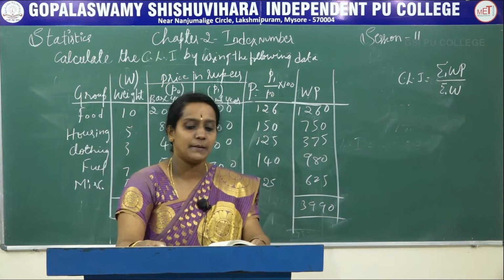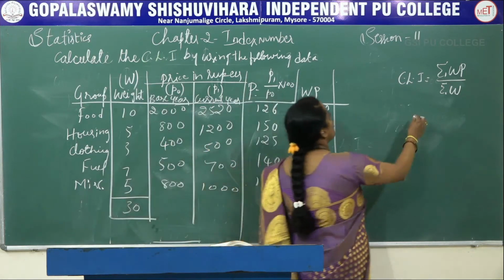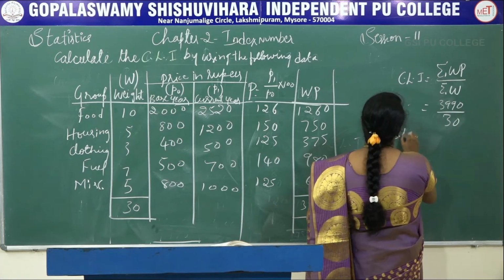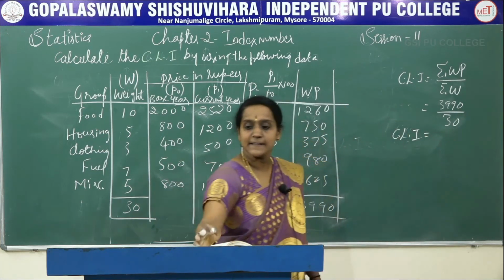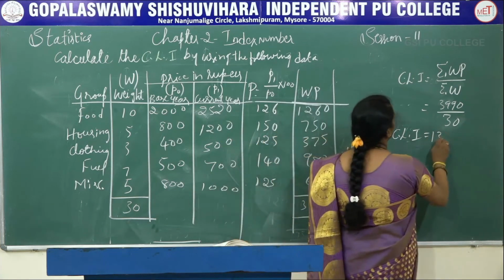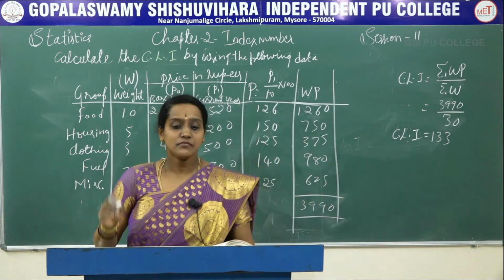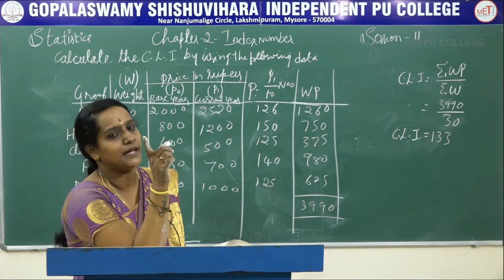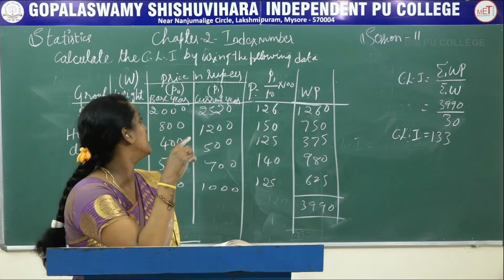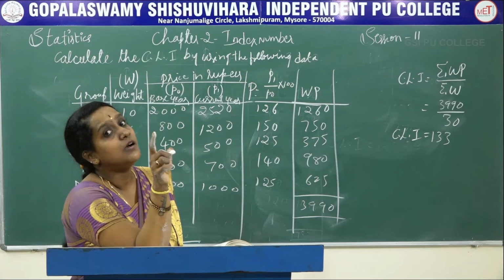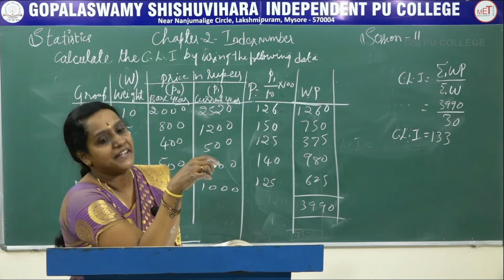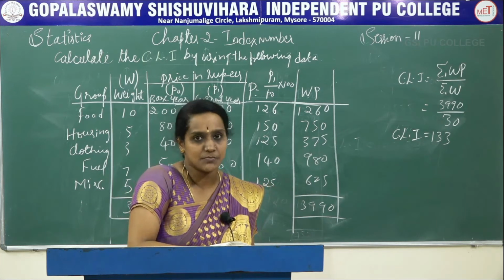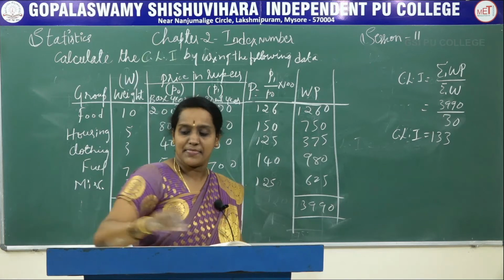Now we should substitute these two values in the formula, that is 3990 divided by 30. So our cost of living index number is 133. So our price is increased by 33% compared to last year's. Here we take only the weightage and the prices. We will not consider the quantity. And this method we call the family budget method.